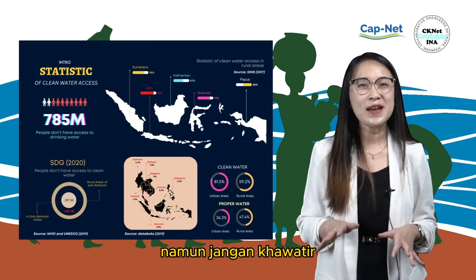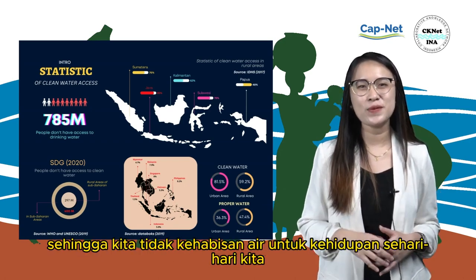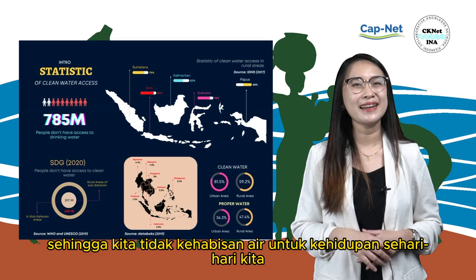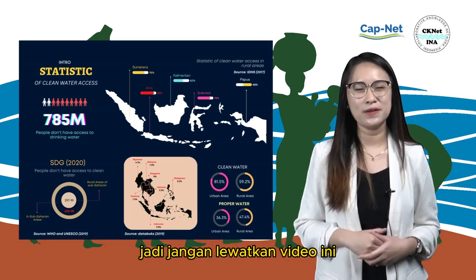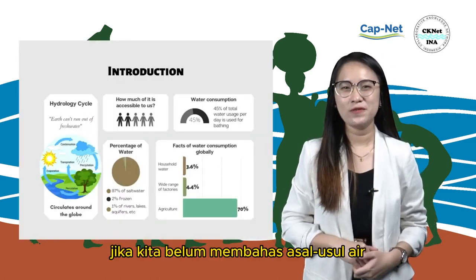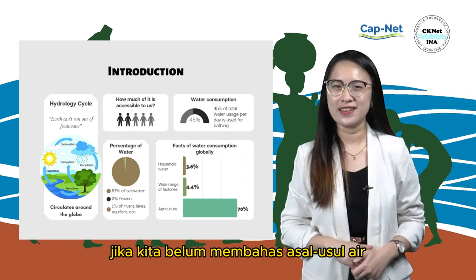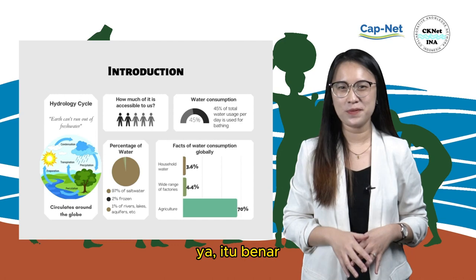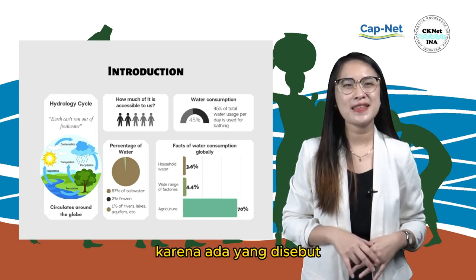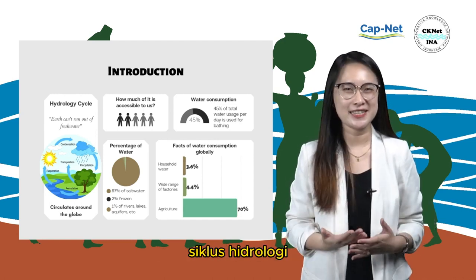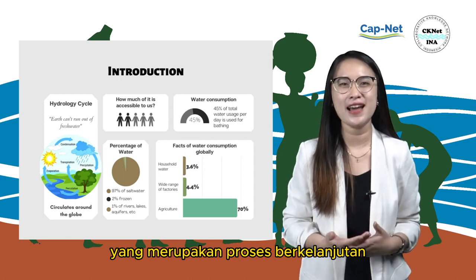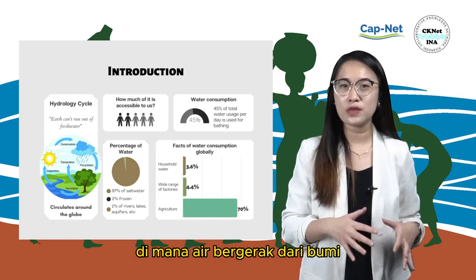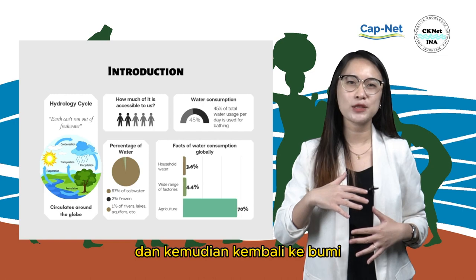But don't worry guys, we can still learn how to manage water so we don't run out of water for our daily lives. So don't skip this video. It's a bit odd if we haven't discussed the origin of water. What we know now is that Earth can run out of fresh water. Yep, that's right, because there is such a thing that we call the hydrological cycle, which is a continuous process in which water moves from the Earth to the atmosphere and then returns back to the Earth.